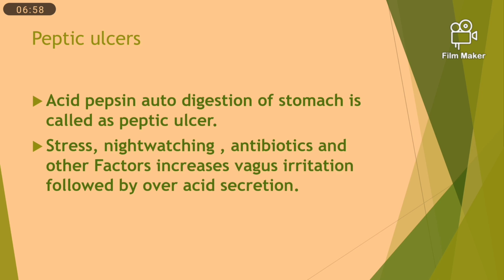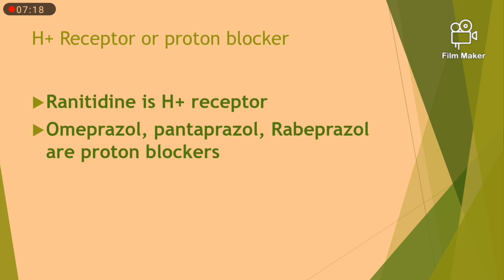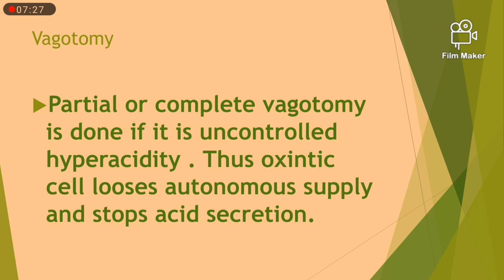Peptic ulcer is acid-pepsin autodigestion of the stomach. It may be of two types, gastric ulcer or duodenal ulcer. Stress, night watching, antibiotics, these are the factors that increase vagus irritation followed by over acid secretion, which leads to peptic ulcer. Now, H plus receptor blockers or proton blockers are the medicines used: ranitidine is an H2 receptor blocker, while omeprazole, pantoprazole, rabeprazole are proton blockers.